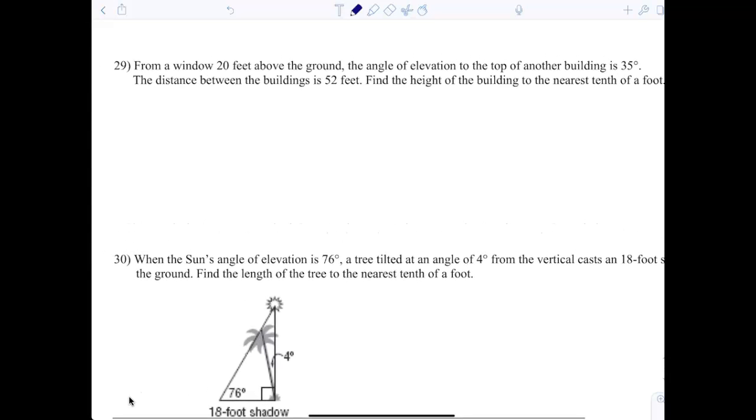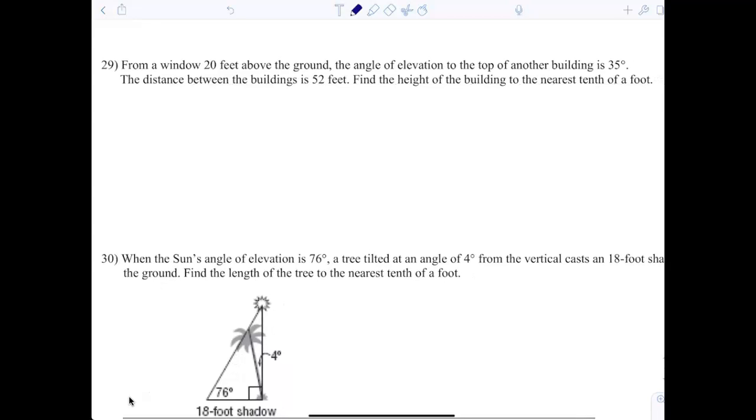29. From a window 20 feet above the ground, the angle of elevation to the top of another building is 35 degrees. The distance between the buildings is 52. Find the height of the building to the nearest tenth of a foot. All right. So let me see if I can draw this. From a window 20 feet above the ground.